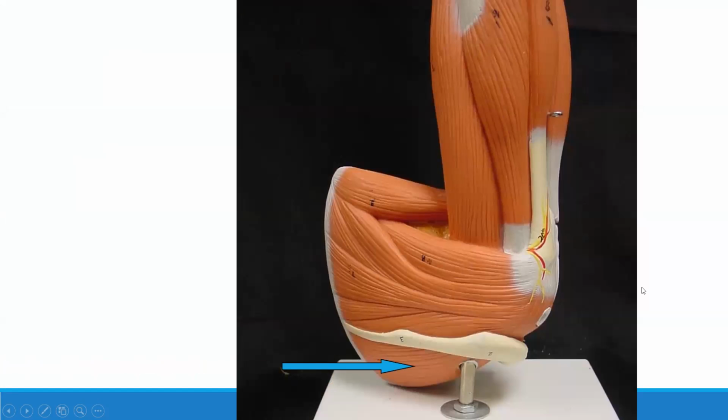So here we see, and so now take a close look. The deltoid's gone. We're looking at the anterior perspective again, even though it's upside down. Supraspinatus, there's the spine of the scapula.